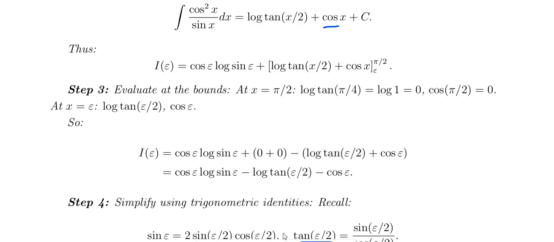இது அப்பர் லிமிட் போட்டிங்கன்னா log tan pi by 4 வந்துடும். tan pi by 4 வேல்யூ 1, log 1 வேல்யூ 0. So அப்பர் லிமிட் 0, cos pi by 2 0, so ரெண்டுமே 0 வந்துடும். எப்சிலான் போடும்போது log tan epsilon by 2 plus cos epsilon வரும். So இதுதான் உங்களுக்கு கிடைச்சிருக்கிற அவுட்புட்.